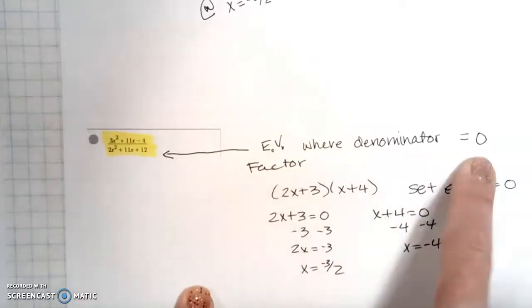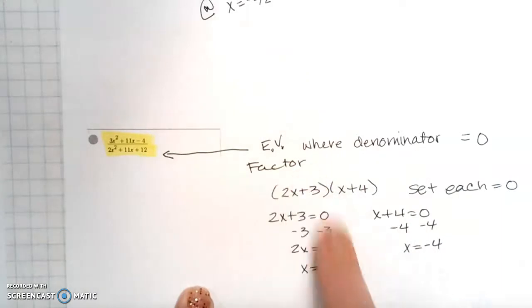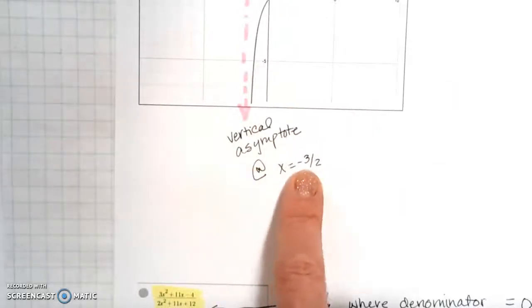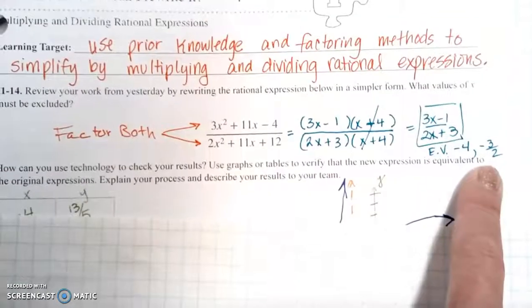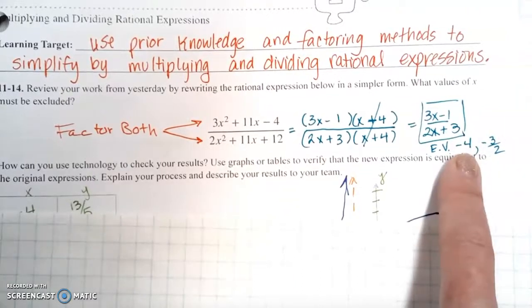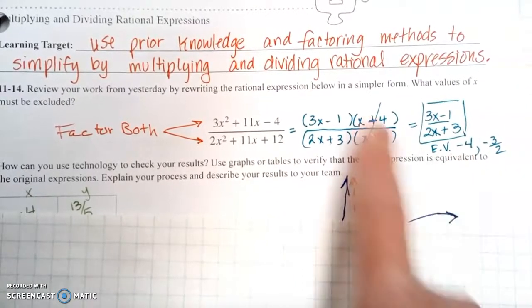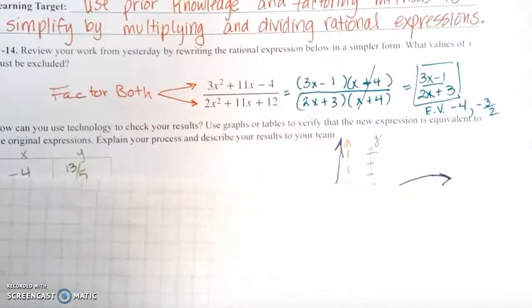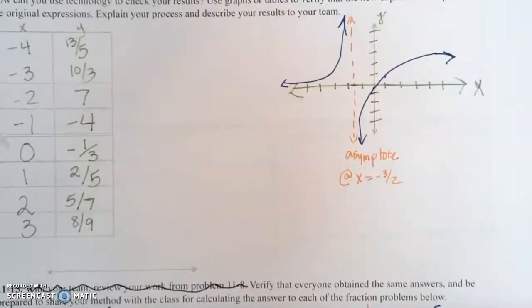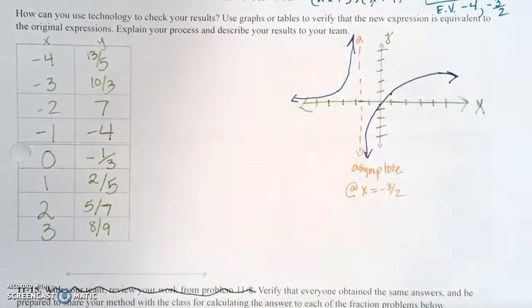Excluded values are going to be where the denominator is equal to 0. So you set each of the factors equal to 0. We already did that. This is just showing us a vertical asymptote at -3/2. Notice -3/2, whoop, that disappeared, was one of our excluded values. The -4 is the one that canceled. So when you go to graph it, it looks like this. You can fill in the values from just taking the pointer in Desmos Graphing Calculator and hovering over the different points to help fill in your t-chart.